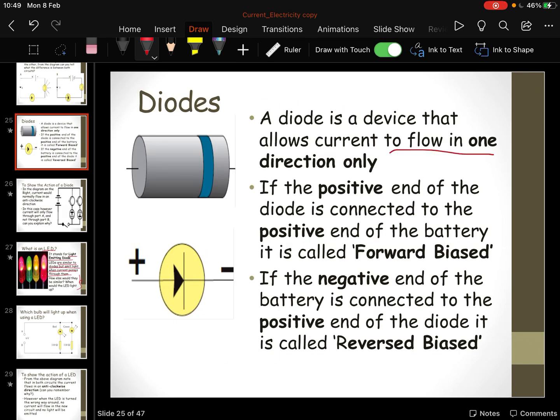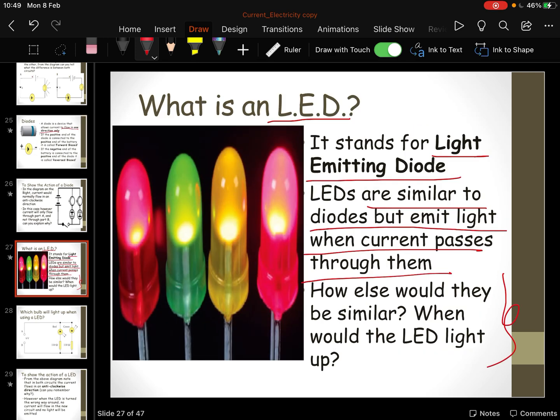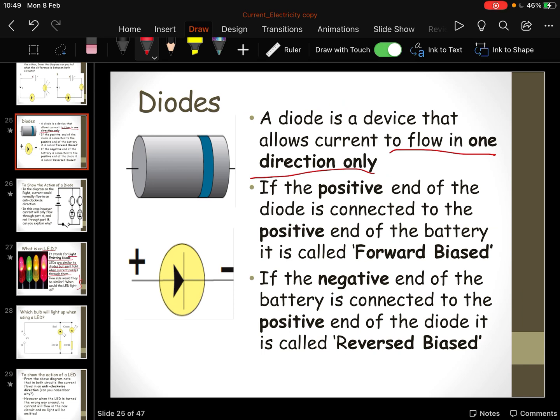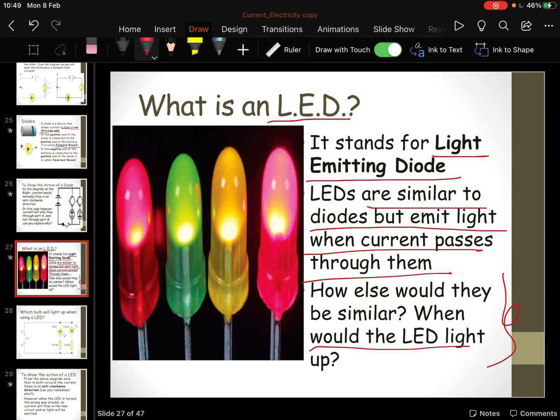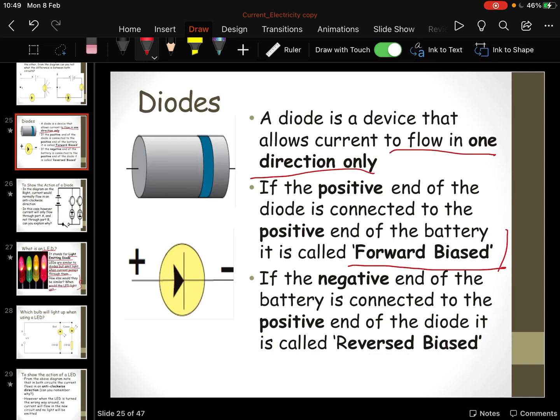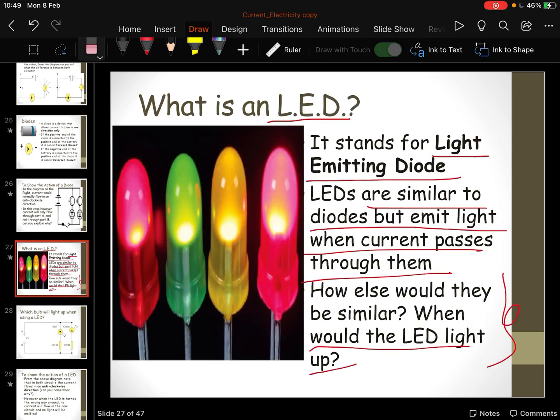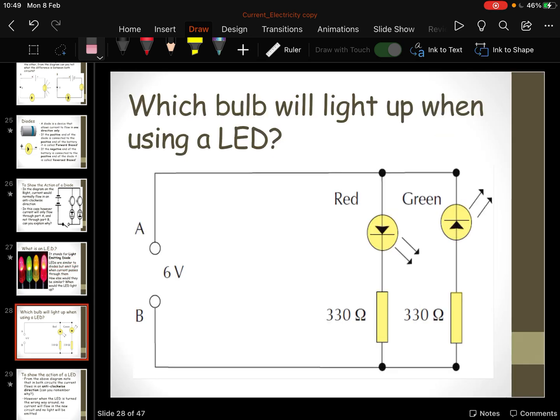Because they're a diode, it'll only flow in one direction. So LEDs will only allow the current to flow in one direction. And like diodes, they need to be forward biased to light up. So when will the LED light up? It has to be forward biased. So because they're diodes, current will only flow in one direction, and they'll only light if it's forward biased. Take down the first 2 points there. LED stands for light emitting diode. They're similar to diodes, but they emit light when the current passes through them.